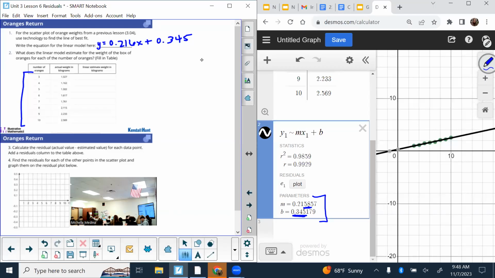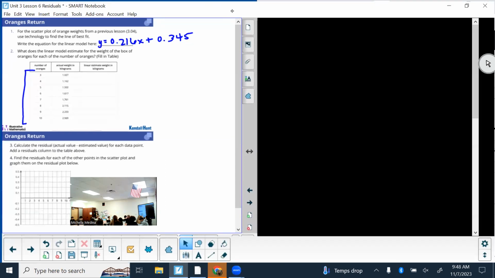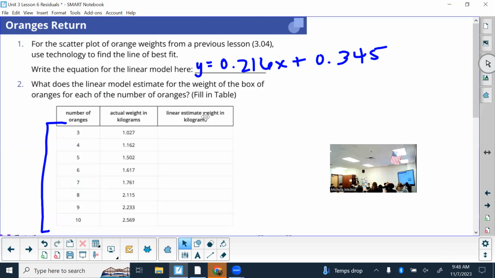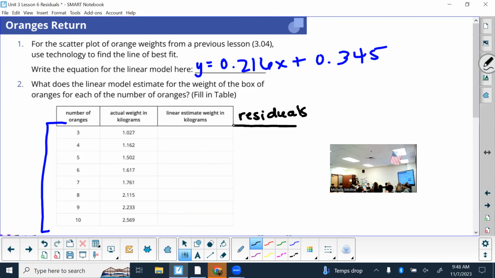The next thing, our actual data is what's in the table. It even says actual right here. We're going to fill in this column that says linear estimate. So our estimate is coming from our linear model. So at least show some scratch work, but I will tell you, we're going to add a residuals column. So leave enough room to still have a residuals column on your table later.